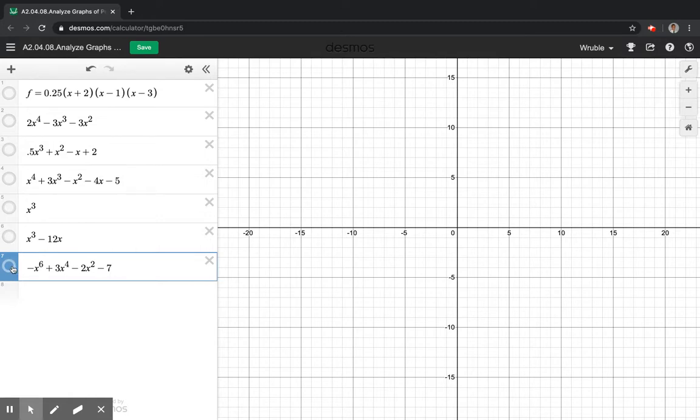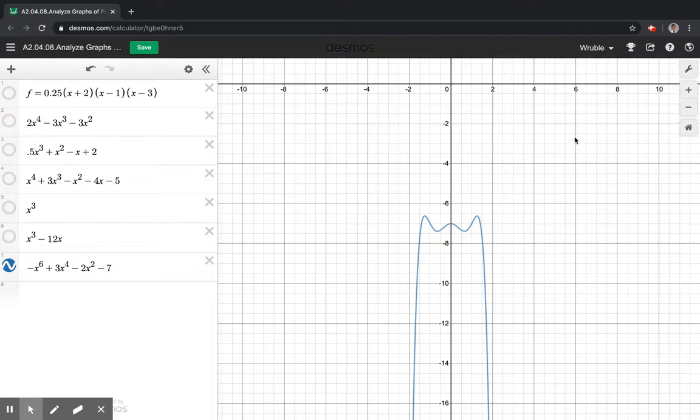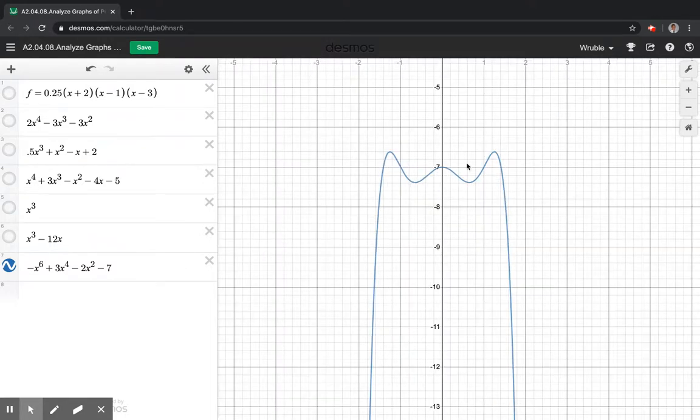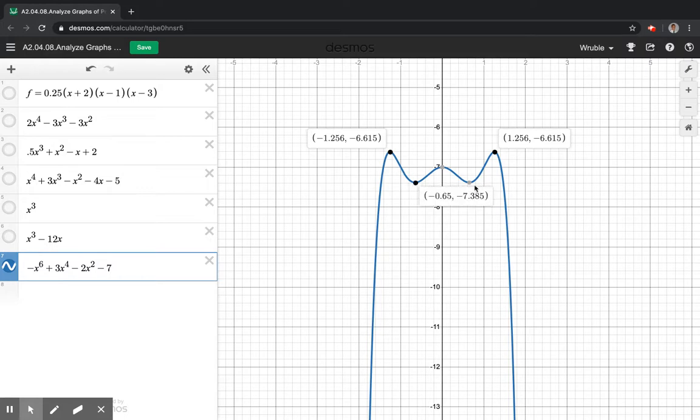But if we take a look at this graph, we can zoom in. We can zoom in again one more time. We see that this one is symmetric. So if we click on this point here and we click on this point here, we see that the y value is the same for a given x distance away. We can also look at our minimums here. We have negative 0.65 and 0.65, and the y value is the same for this. And then obviously both sides of the graph share the same point on the y-axis.